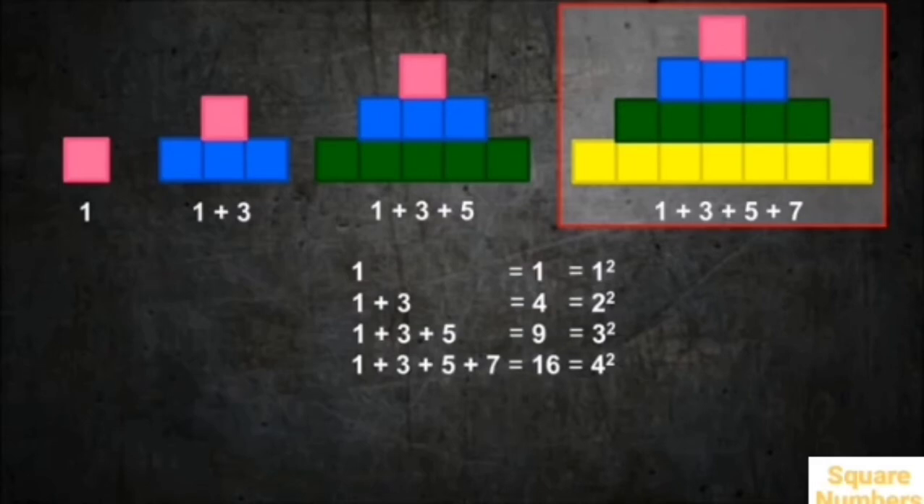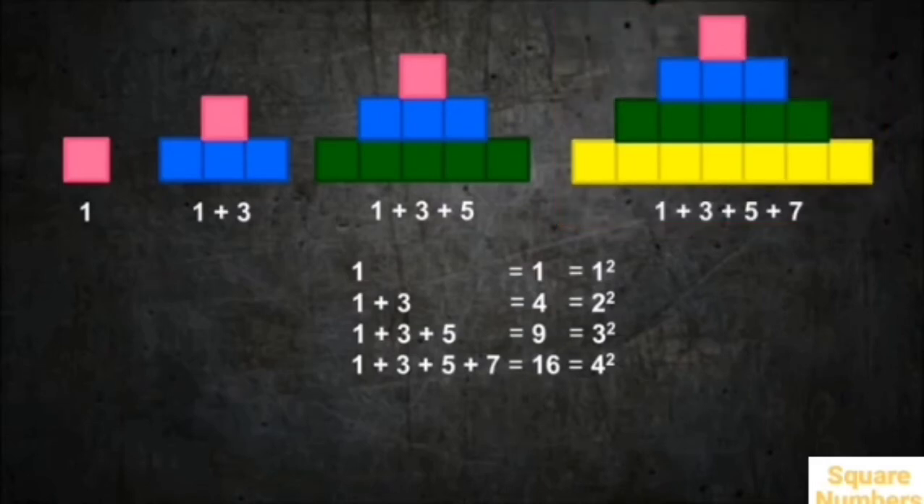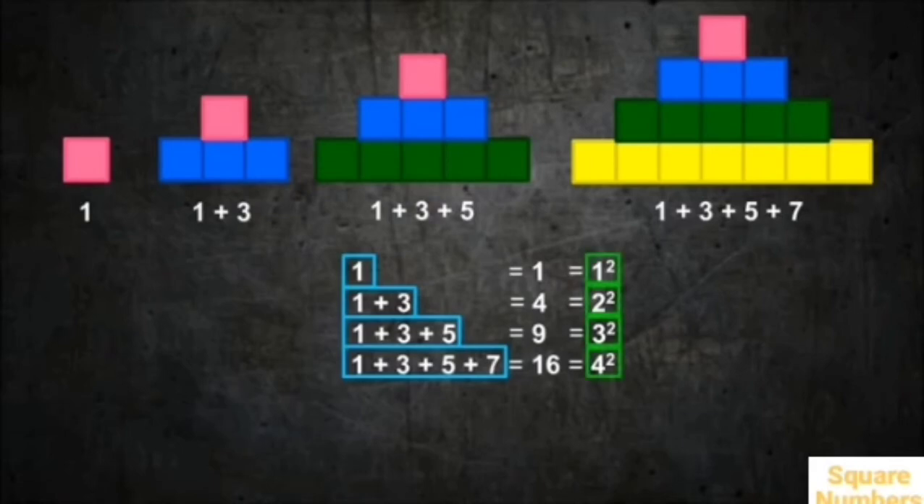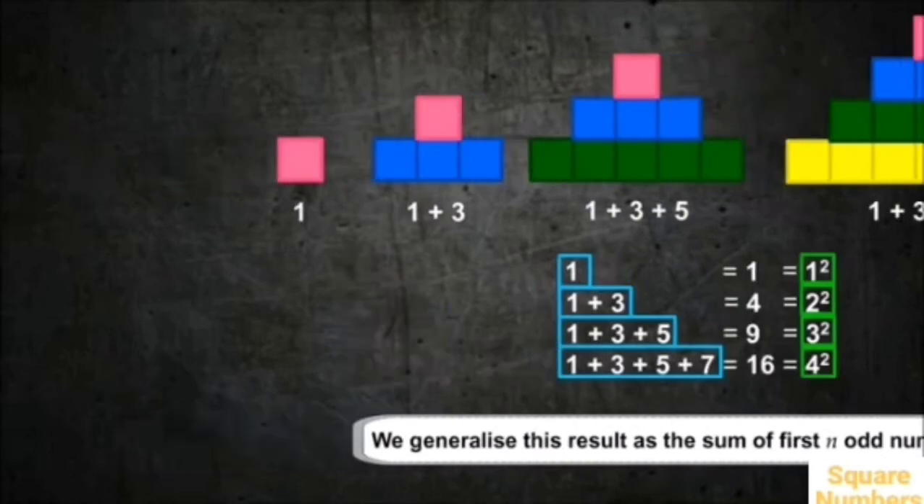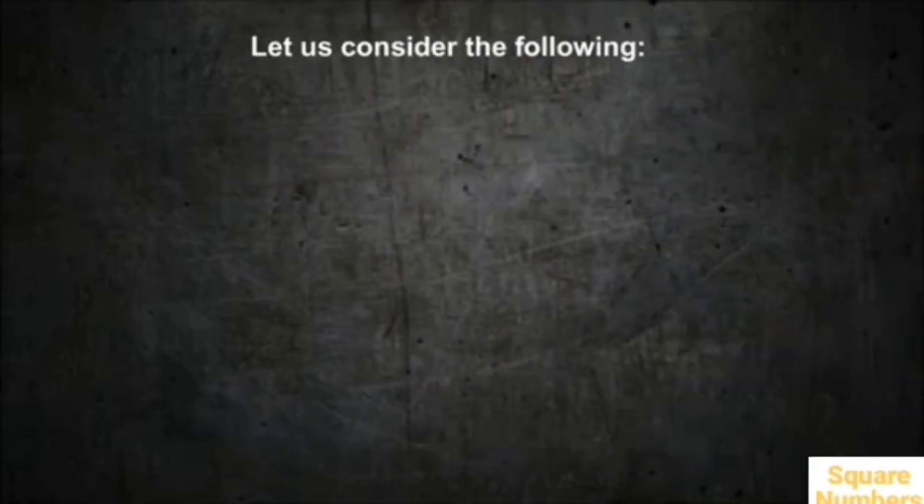Now again, if you observe the pattern, on the left hand side we are getting the sum of odd numbers, and on the right hand side we are getting the square numbers. On this basis, we can generalize this result as: the sum of the first n odd numbers is n squared. Clear?